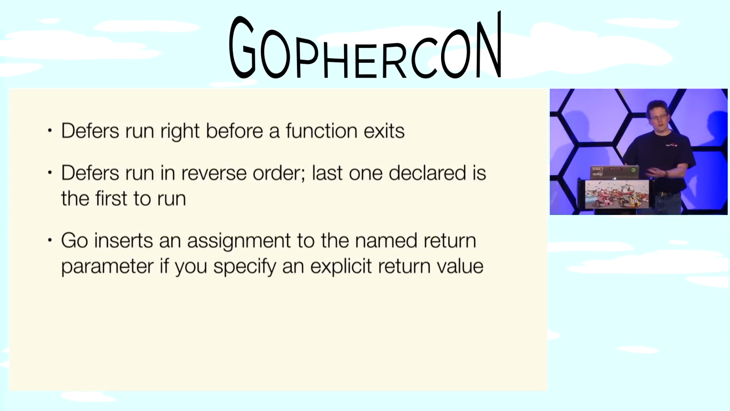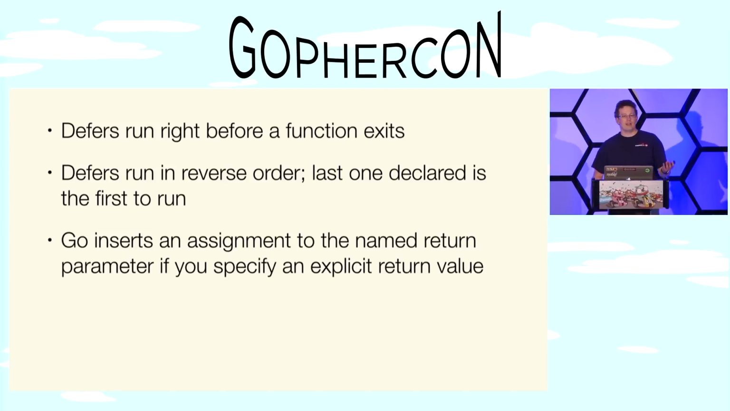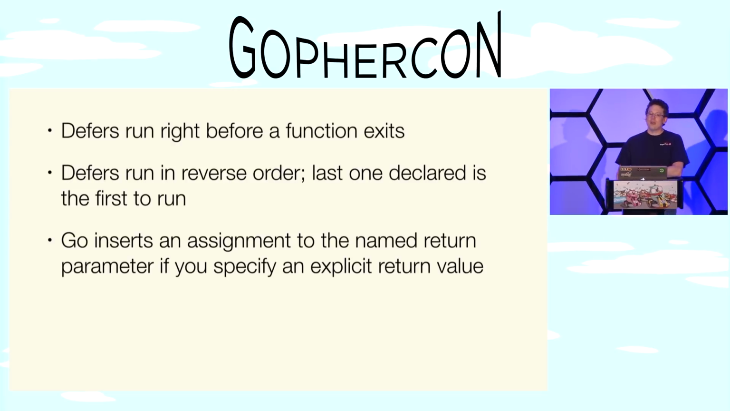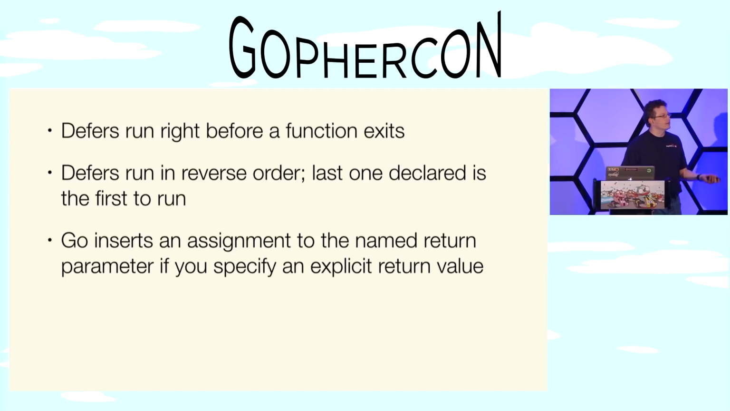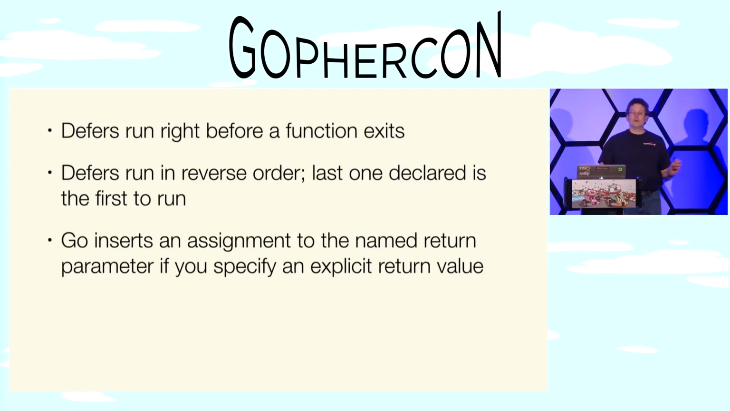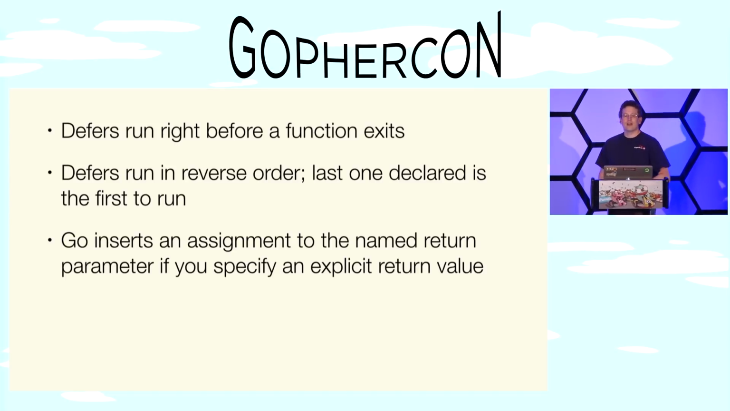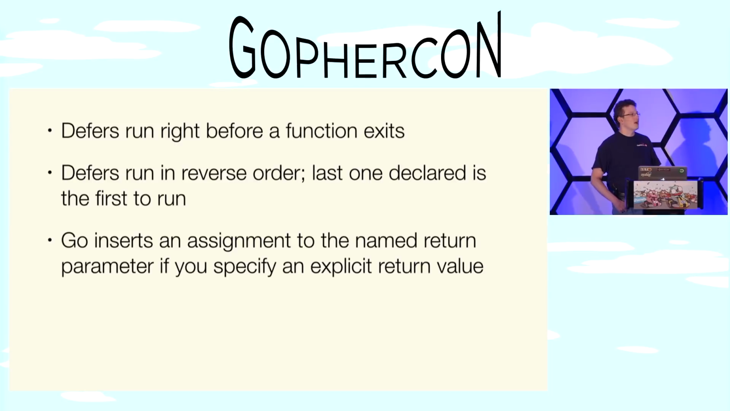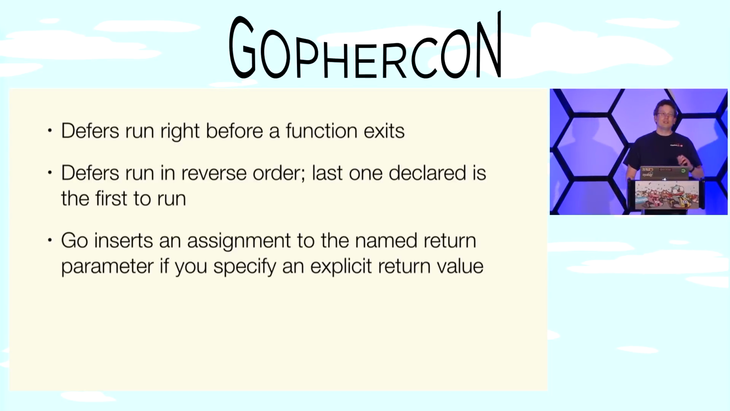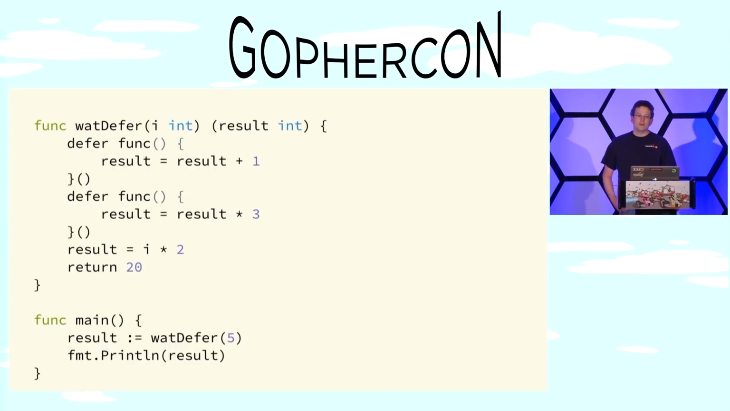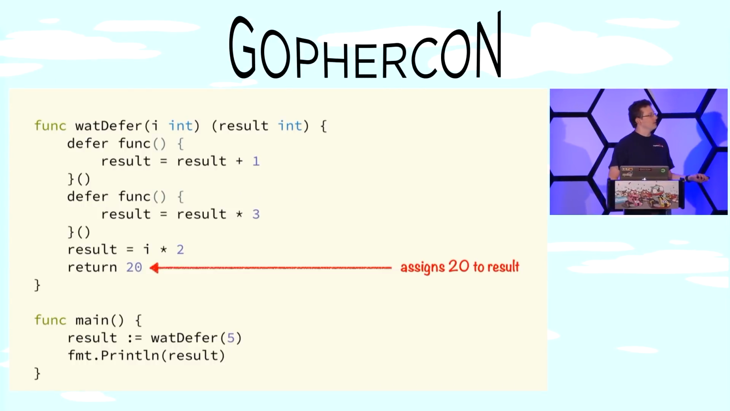But the defer is referring to result, and we're returning back 20. And if you do the math, it doesn't make any sense. Result wasn't set. So why do the defer statements do this if they only refer to result? Go does something interesting here. If you have named return parameters and you specify explicit values on the return statement, Go assigns those values to the return parameters. So there's actually an invisible result equals 20 in the code. And so let's walk through this. First, we assign 20 to result on the return statement.